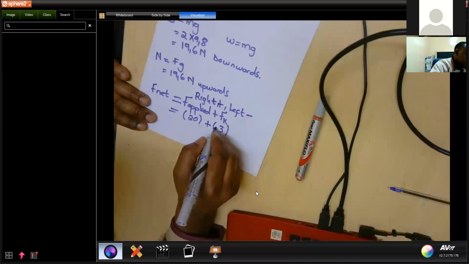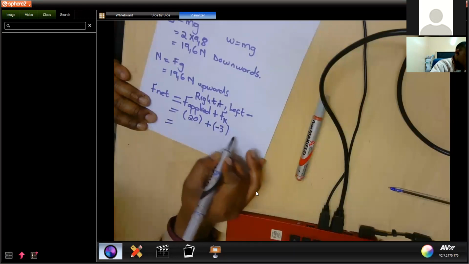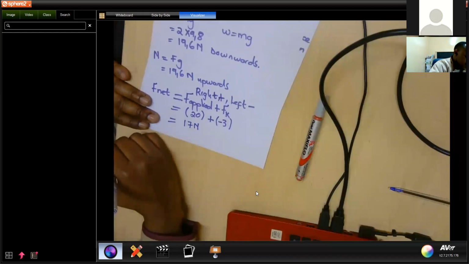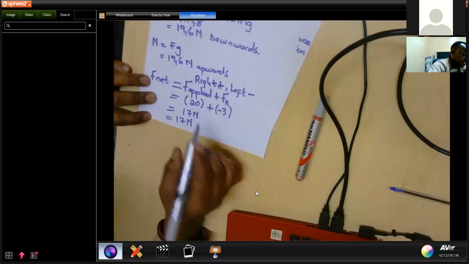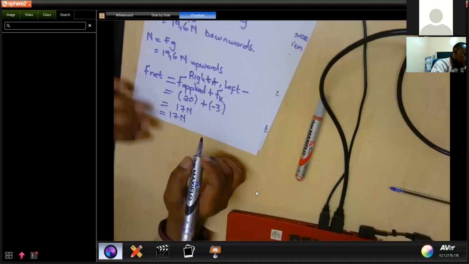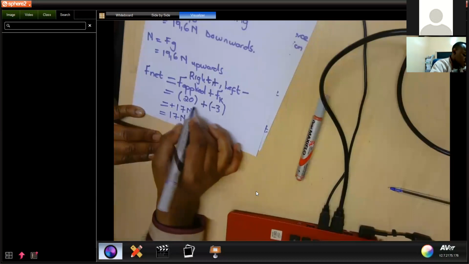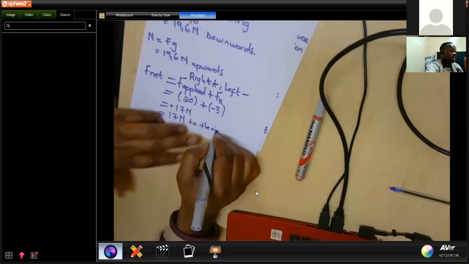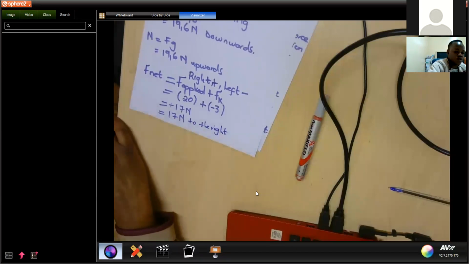Then if we add this, positive times negative is negative. So it will be a positive 20 minus 3, and that will give us 17 newtons. And what we need to do is to then interpret the direction of that force. Because it is a positive value, we write that this is 17 newtons, and that positive there is to the right. In other words, the net force here is definitely to the right.